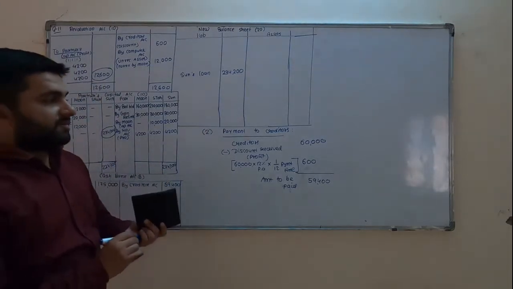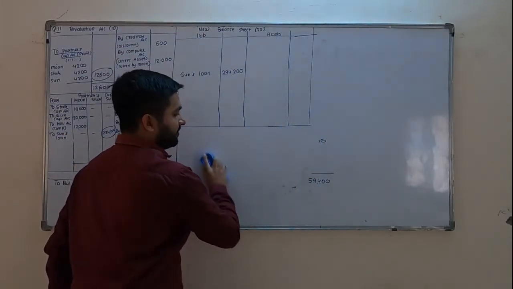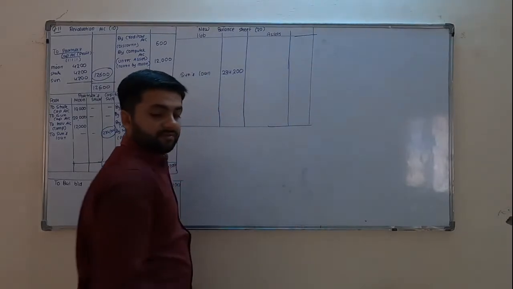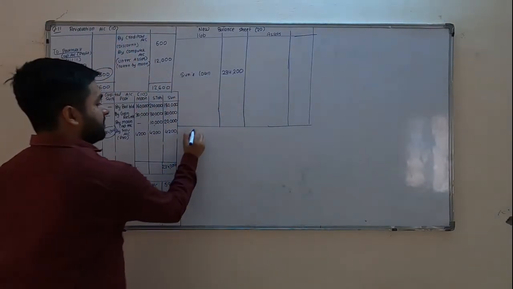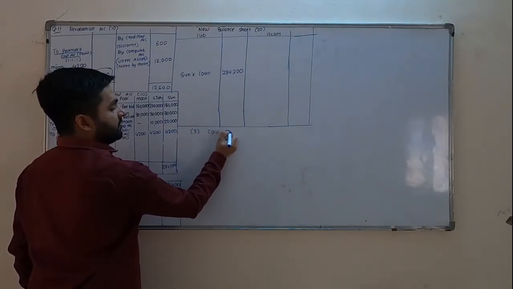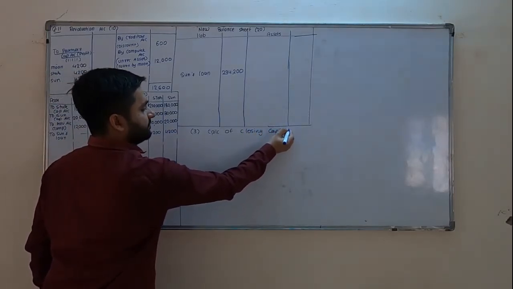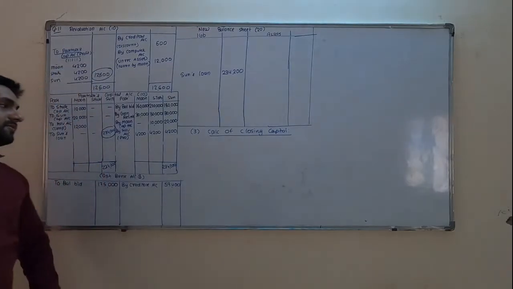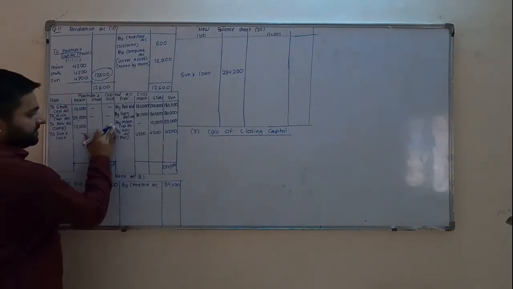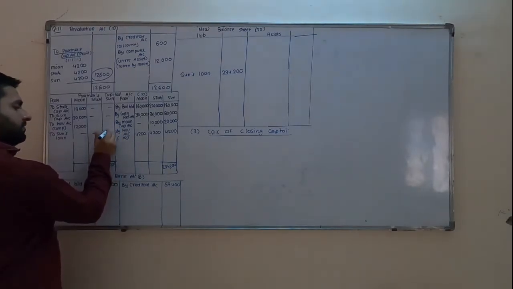Okay. Now for remaining partners, what is to be done? New ratio is given. We only have to calculate the total capital and distribute it in the new ratio. So the third calculation is regarding calculation of closing capital. Now how to calculate the closing capital? This I will write once more properly. 234,200. Okay, for everyone.